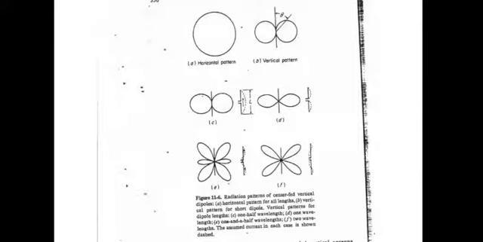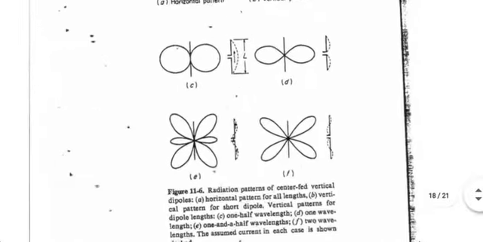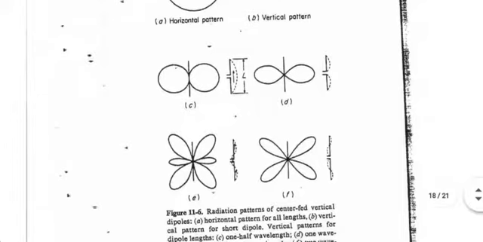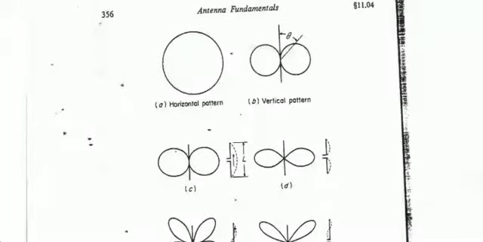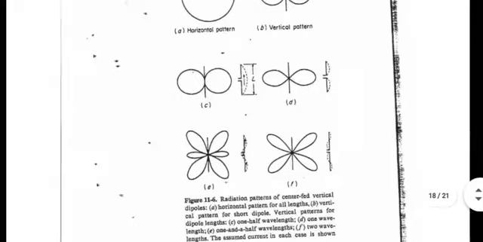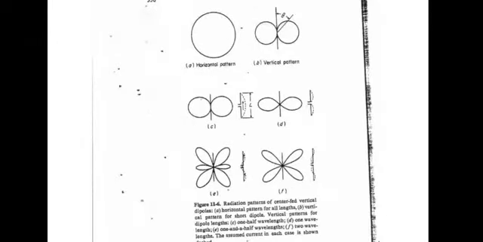For various values of length, and assuming a center-fed vertical dipole, they are showing the horizontal pattern, which means theta equal to pi by 2, and vertical pattern, which means phi is having some constant value. Now let's see. A is horizontal pattern for all lengths. Whatever be the length of the dipole, the horizontal pattern will always be a circle because there is no phi dependence in E field. So that is not repeated every time the length changes.